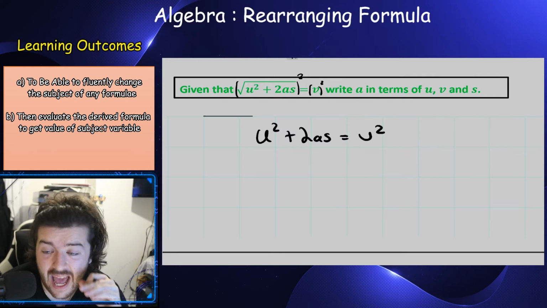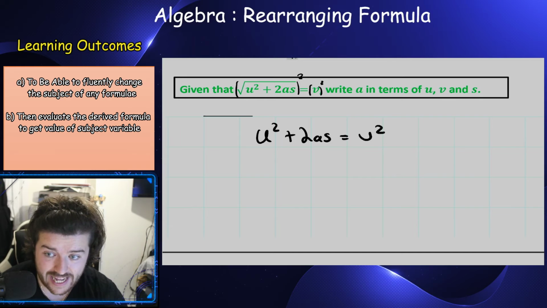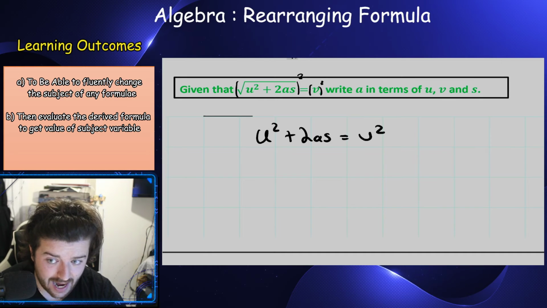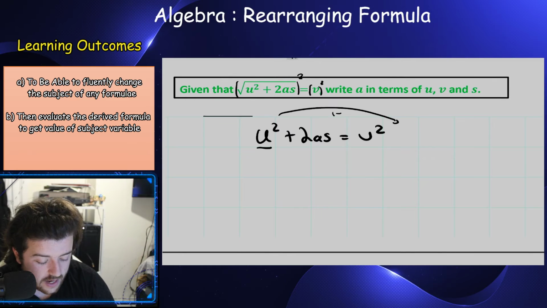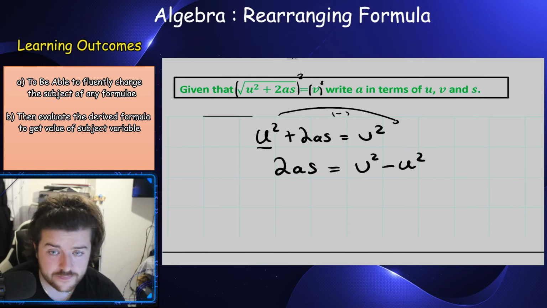Right, and now I need to do the process of BIMDAS backwards again. So am I adding or subtracting anything to my a term? The term that has a. Yes, I am. I'm adding a u squared. So I'm going to bring that u squared over, get rid of it, make it a minus. So I have 2as is equal to v squared minus u squared.